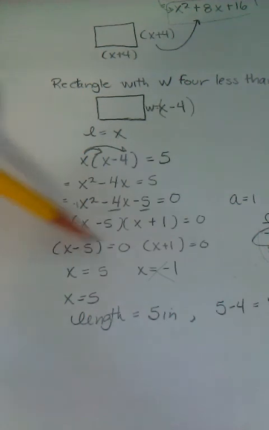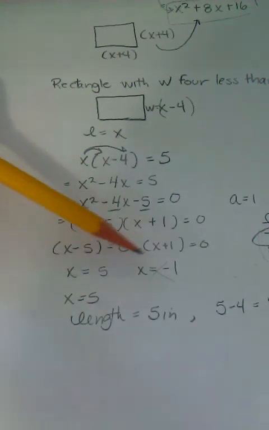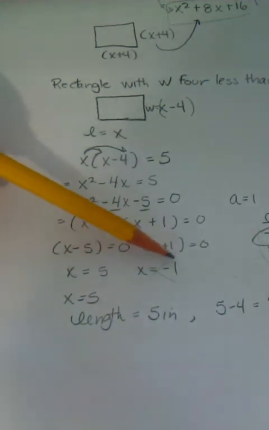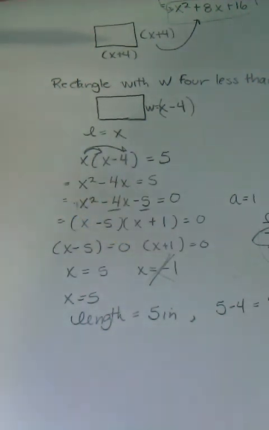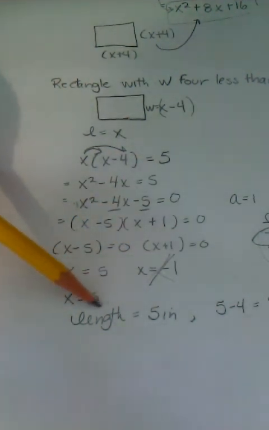So then I set each piece of these equal to 0 using the zero product property. I solve this one, I get x equals 5. I solve this one, I get x equals negative 1. Hey, we can't have a negative 1 length. You can't measure something in negative 1 distance. So I'm going to have to go with x equals 5.